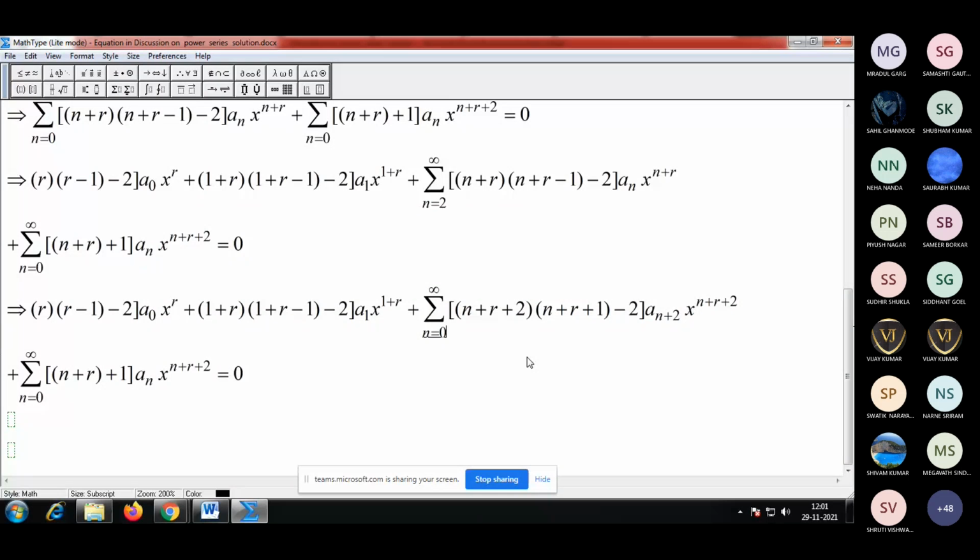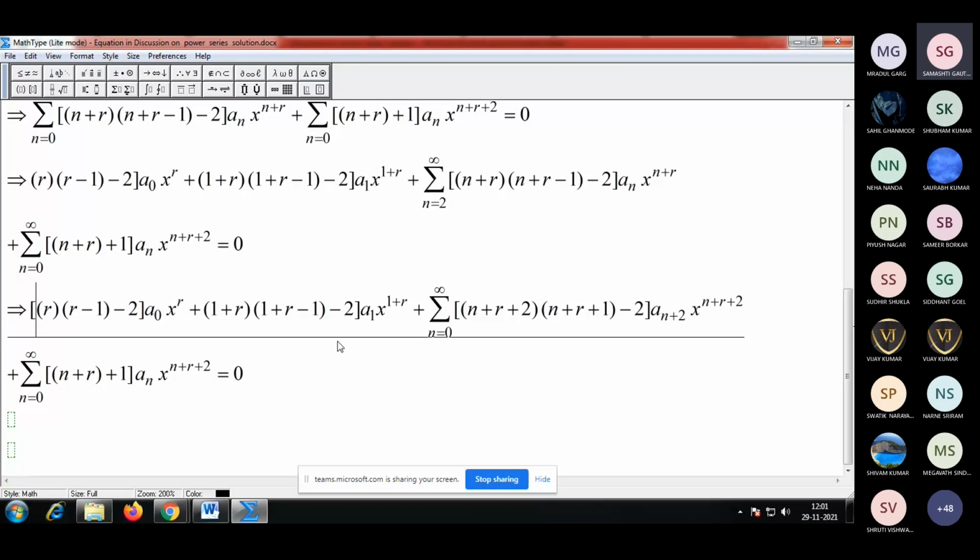Now we may combine these two summations. Then you may equate the coefficient of the lowest power of x to 0. So the first term, the quotient term, is like this term. By equating this, you may get the value of r. The rest I will discuss in the next class. Just wait a minute, then we will leave the class.